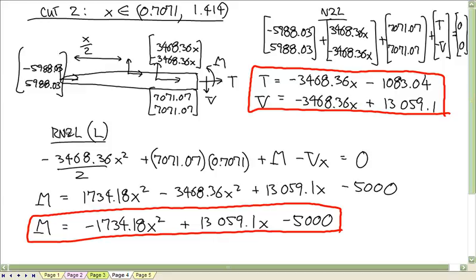This one. What's going on here? Oh, no, that's right. So 1359 times x, and then 0.7071 times 7071 is 5,000. I mean, that's positive 5,000. Move it to the other side, we get the negative 5,000. So this is what I get for the moment equation. Anyone else get that equation? Okay.